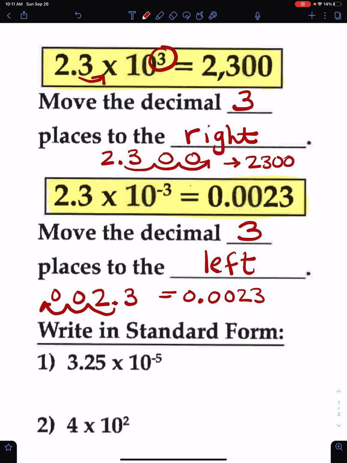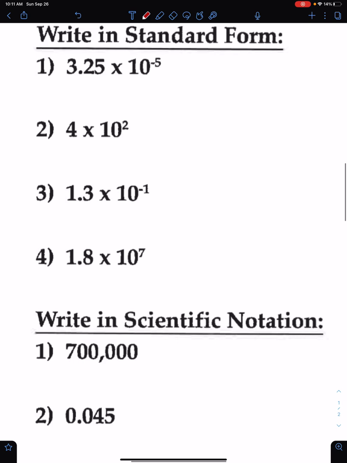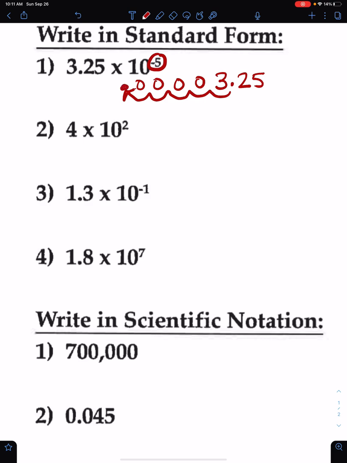All right, so let's try some. This negative means I'm moving the decimal to the left. So if I have 3.25, I'm going to move it 1, 2, 3, 4, 5 places. If I don't have enough places, I'm going to add zeros there. My decimal will be right here. So that equals 0.0000325.